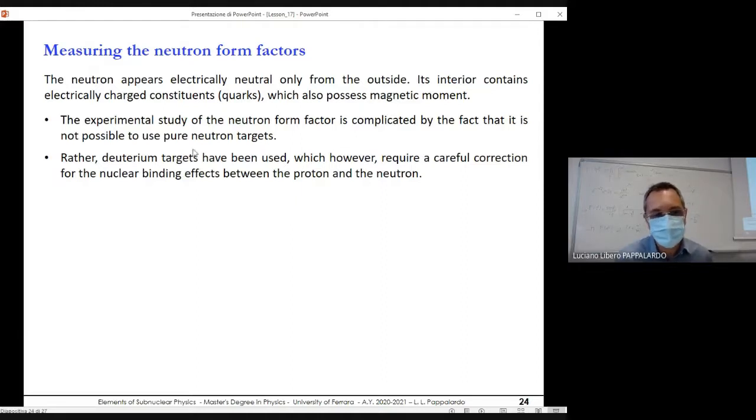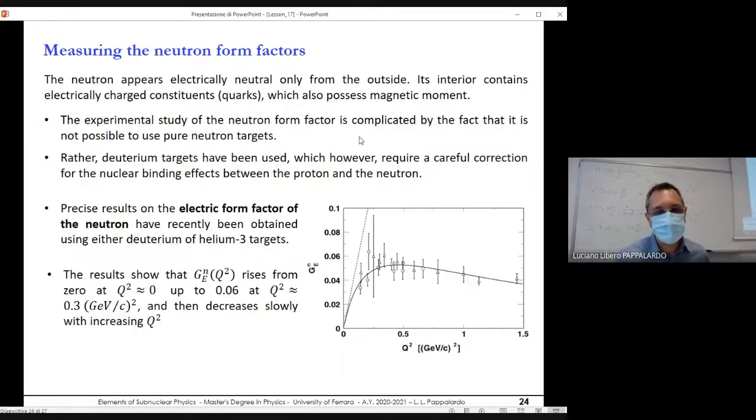What one can do is to use a deuterium target, which is a bound state of proton and neutron, as you know. Then you have to correct your result by the binding energy of the proton and the neutron inside the deuterium. So you assume that the scattering occurs on the neutron, but then you have to correct for the binding energy because the neutron is not free, but bound inside the deuterium. So there is a smaller nuclear effect that has to be taken into account. Once you do so, one can nonetheless obtain the shape, the Q square dependence of the form factor.